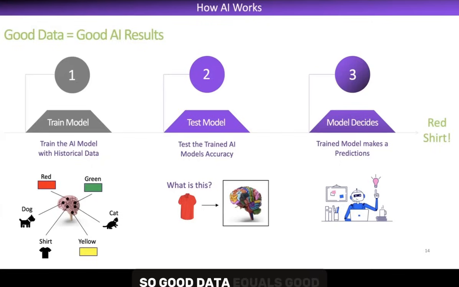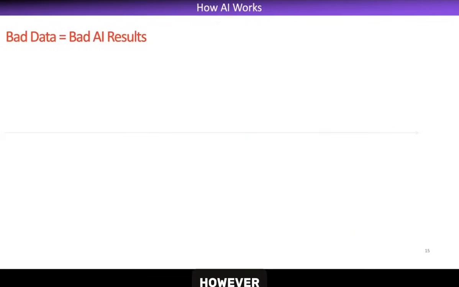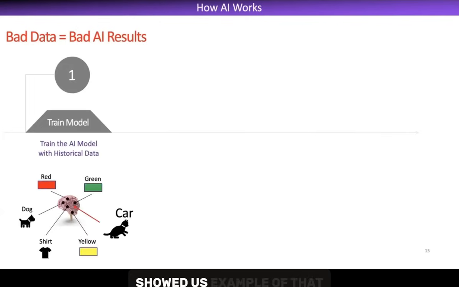So good data equals good AI results. We gave it good data. However, bad data can equal bad AI results. I think Pat just showed us an example of that.